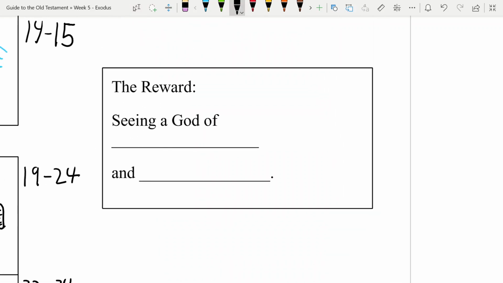And this really takes us straight to the reward, the incentive that we have for reading the book of Exodus, which is that as we read it, we're going to see the God of salvation and the God of judgment, which is one God. The God who's gracious, merciful, slow to anger, abounding in steadfast love and faithfulness, but who will by no means clear the guilty.